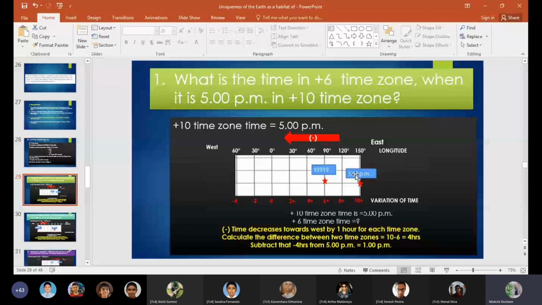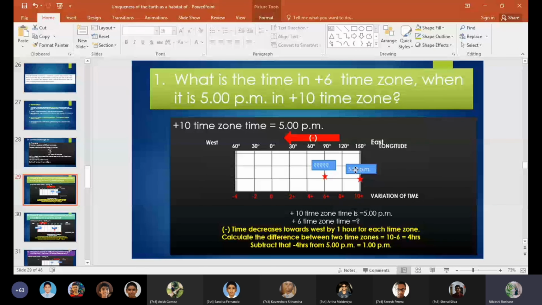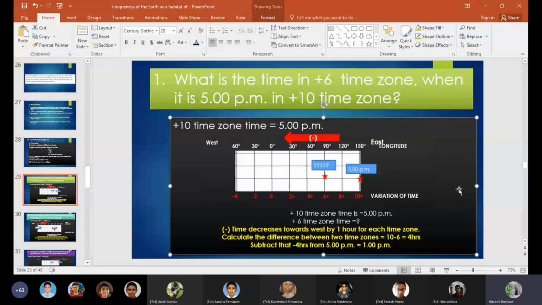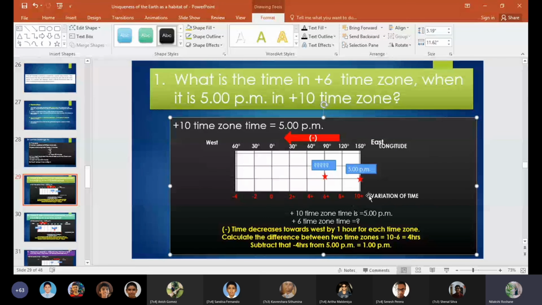The plus 10 time zone, what is the time? 5 p.m. Yes, the time is 5 p.m. So what you can do is quickly draw a sketch so you get a better understanding. The plus 10 time zone is 5 p.m. You are traveling from the plus 10 time zone to the plus 6 time zone, so you are traveling east towards west.